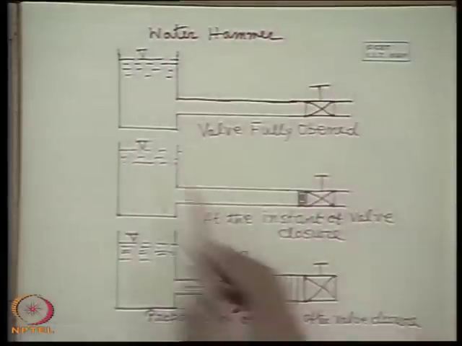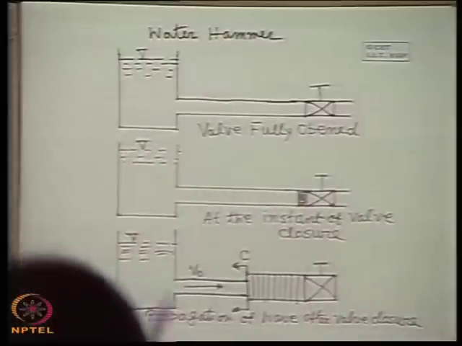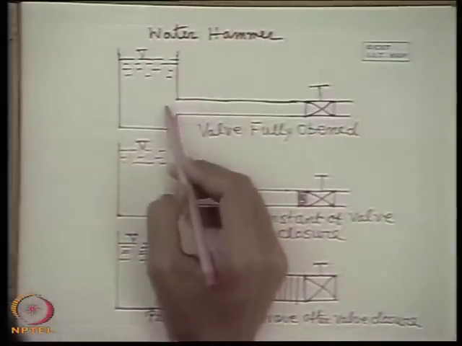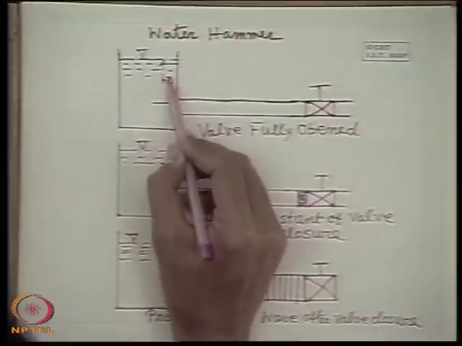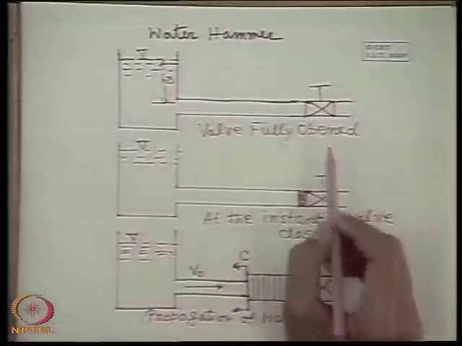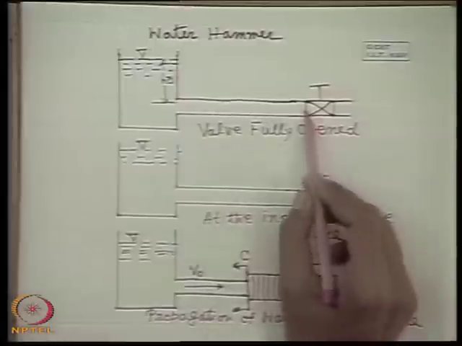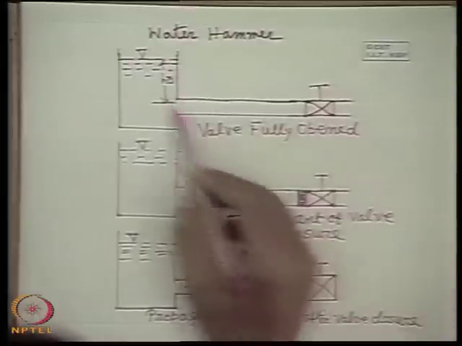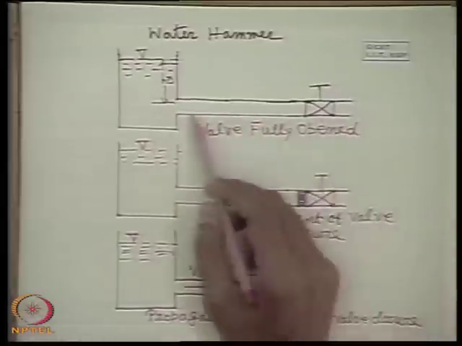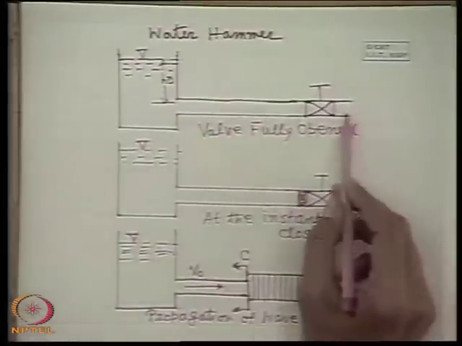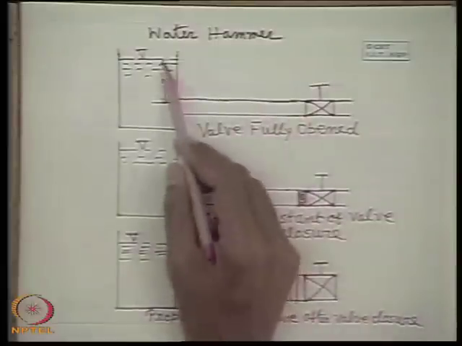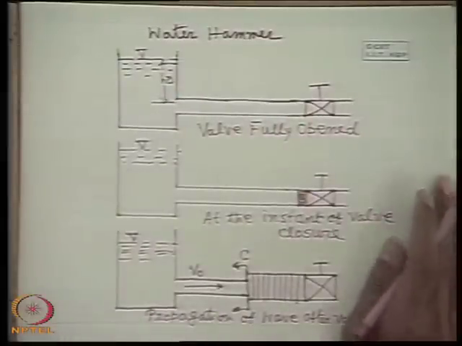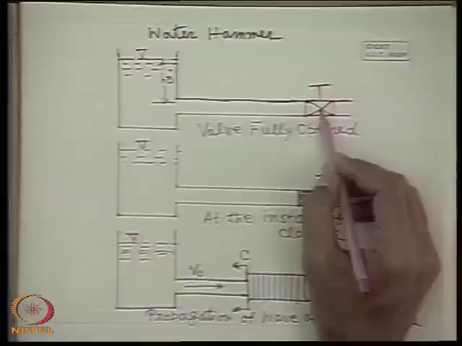Water hammer. Now let us see that there is a reservoir where the liquid is flowing at a certain constant head H, let H0 be the constant head. Now the valve is fully open. When the valve is fully open, the liquid is flowing at some steady state velocity, which is very high through this pipe. The flow rate or the flow velocity depends upon this head and the resistance of the pipe. Now, what happens when the valve is closed?